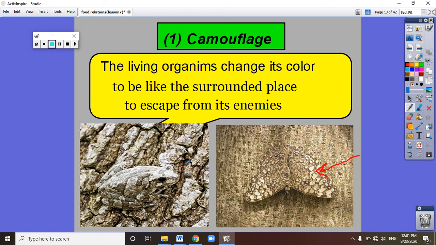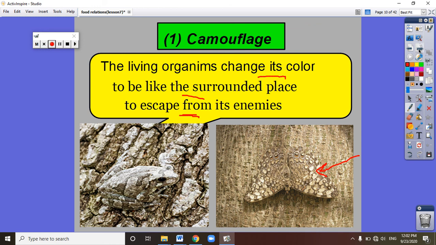So they take the same colors of the surrounding environment, so their enemies will find it difficult to see them. So they can escape from their enemies by doing camouflage. So what is the meaning of camouflage? The living organism changes its color to be like the surrounding place to escape from its enemies. So camouflage means changing the color. Why do animals make camouflage? To escape from their enemies.